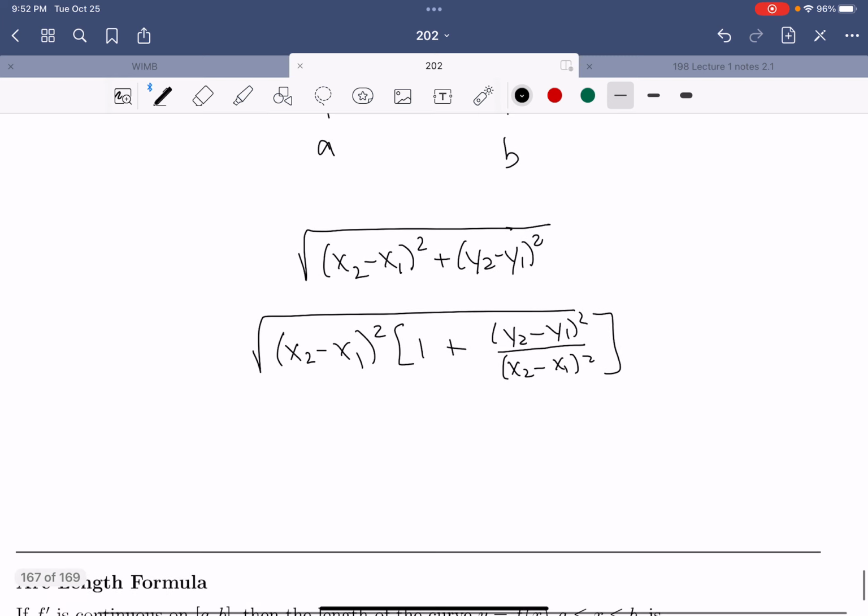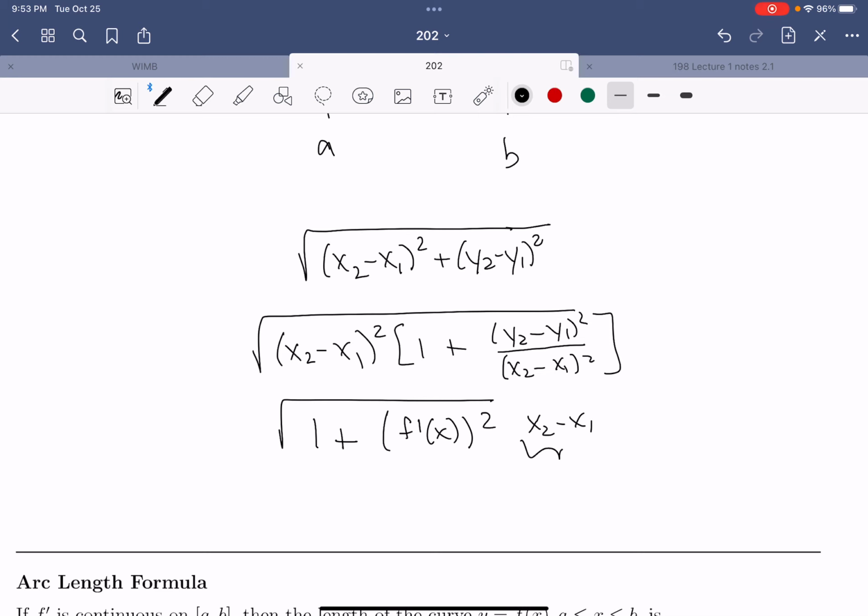Okay. Well, if you bring out this first piece, the x2 minus x1 squared, bring it outside the square root, that leaves us with 1 plus something squared, right? And that something is y2 minus y1 over x2 minus x1, and that's the slope of that line. So if we think about the slope of that line, as the derivative of my function goes in there. And what's on the outside is x2 minus x1, which is really like my delta x, right?